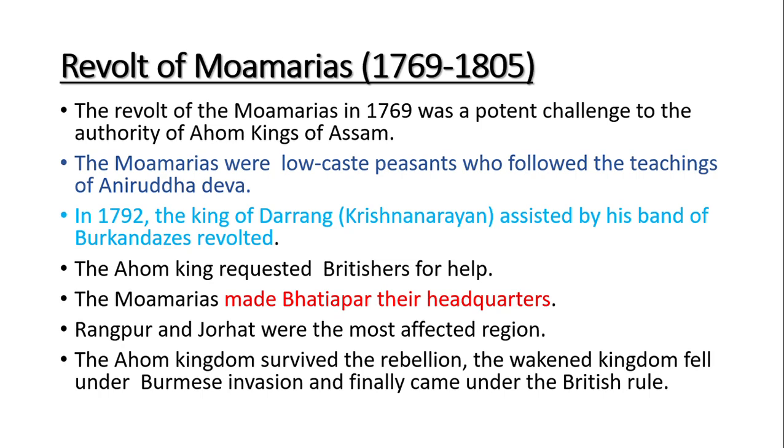In 1792, the king of Darrang, Krishnanarayan, assisted by his band of Burkandazes, revolted. The Ahom king requested the British for help. The Moamarias made Bhatiapar their headquarters. Rangpur and Jorhat were the most affected regions in the revolt of the Moamarias. The Ahom kingdom survived this rebellion. The weakened kingdom fell under the Burmese invasion and finally came under British rule.